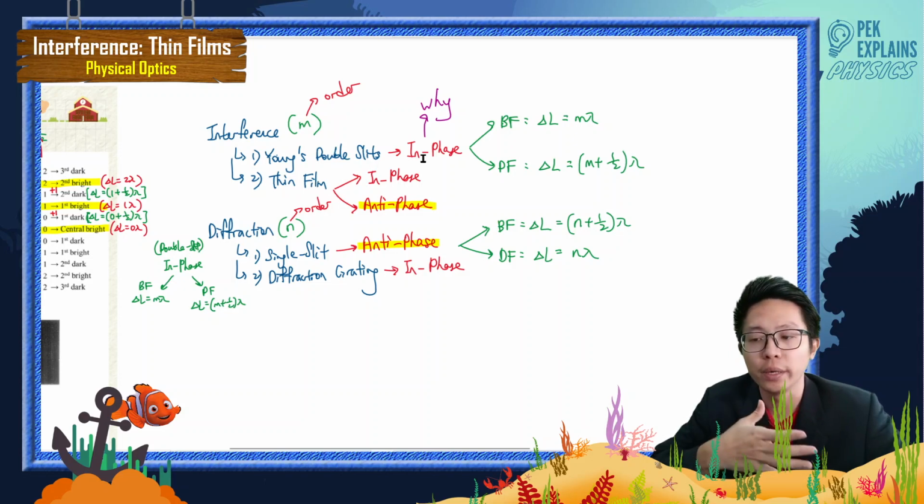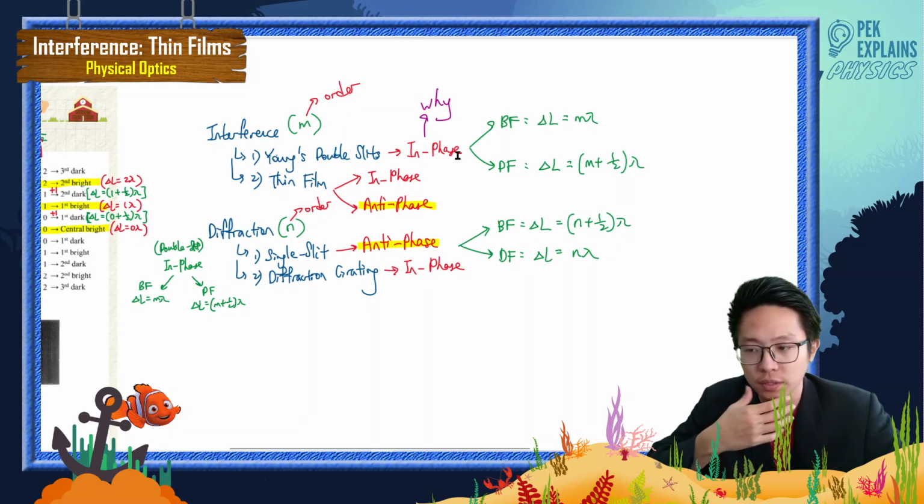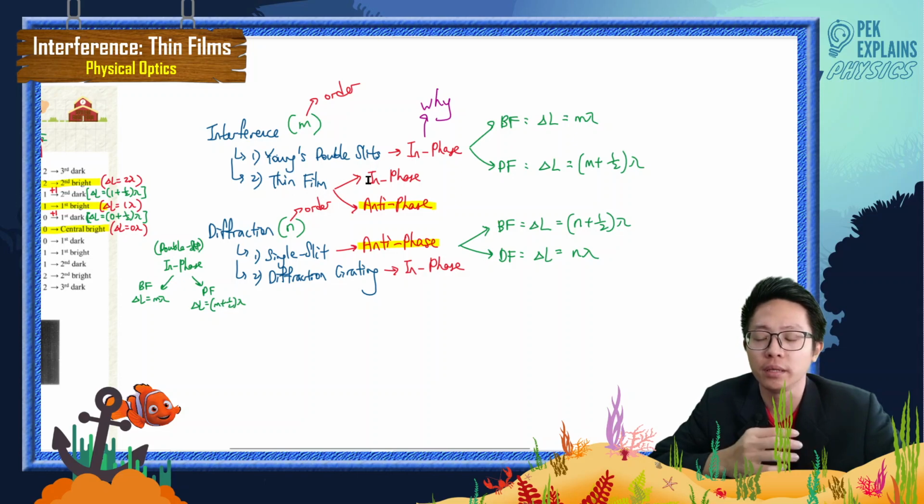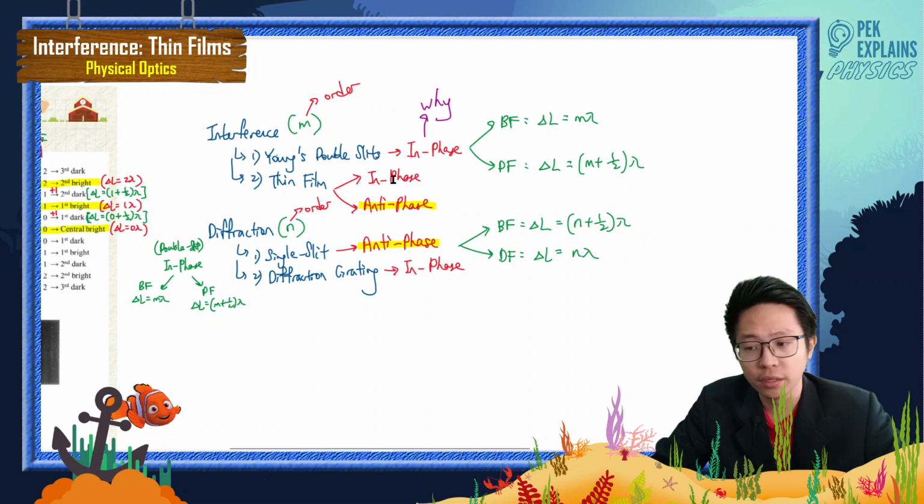Double slit is always an in-phase source. But thin film has two categories. It has in phase and it also has anti-phase. If in phase, like the double slit, to form the bright fringe, the path difference is m lambda. To form the dark fringe, the path difference needs to be m plus half lambda.